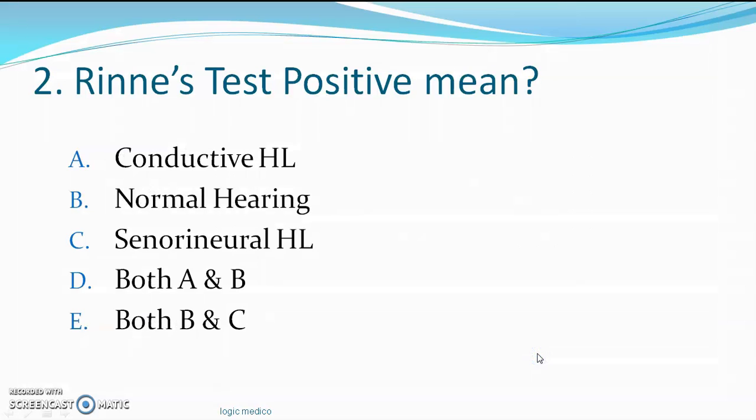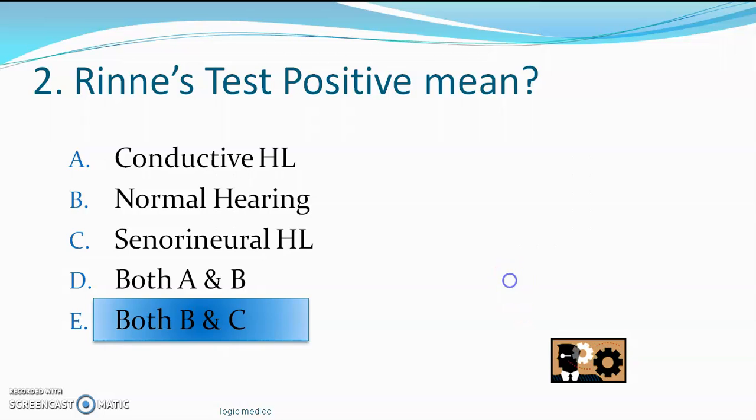Rinne's test positive means: conductive hearing loss, normal hearing, sensory neural hearing loss, both A and B, that is conductive hearing loss and normal hearing, or both B and C, that is normal hearing and sensory neural hearing loss. Your time starts now. This you should get correct. Your time is almost up. The answer is both B and C, that is normal hearing as well as sensory neural hearing loss.